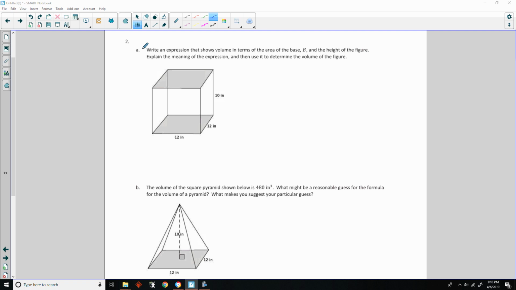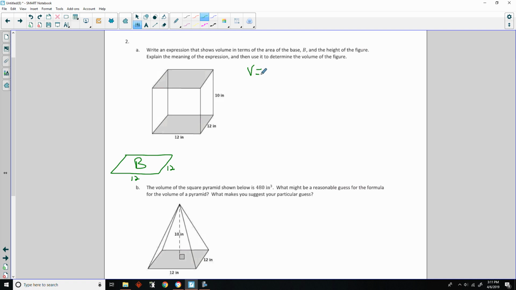Okay, part 2A. Write an expression that shows volume in terms of the area of the base, capital B, and the height of the figure. Explain the meaning of the expression and then use it to determine the volume of the figure. So this time our base is right here, and our base is a square that is 12 by 12. So this is our base.